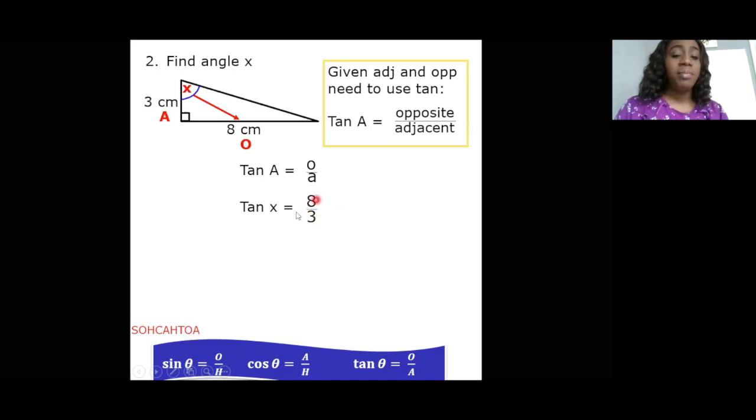Yes, you can have an improper fraction, okay? You're going to replace what you see. On the opposite side, 8 is there, so you're going to put 8 there first. On the adjacent side, 3 is there, so you're going to put 3 where adjacent should be. So be careful with that. What's the next step? We're now solving for X. Like I said, in this PowerPoint they divided. You don't have to. So we're going to go straight to this line. X is equal to the tangent inverse of 8 divided by 3. I want you to go ahead and do that.